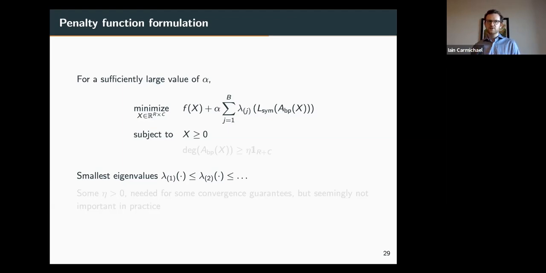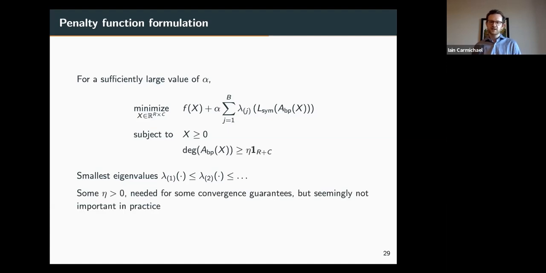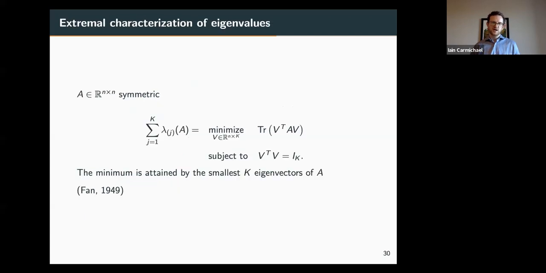It's going to turn out that for some of our theoretical guarantees, we're going to need to add this additional constraint saying that the degrees have to be lower bounded by some positive constant eta. It's actually not important in practice, and you can kind of assume it away. But for some of the theoretical results, we will need that eta. I'm going to ignore that eta for the rest of the talk because in practice you can ignore it.